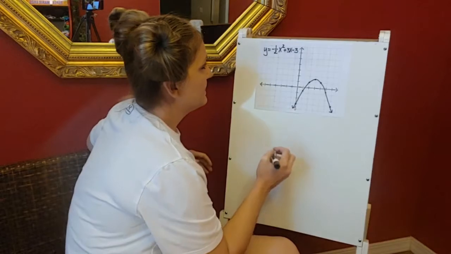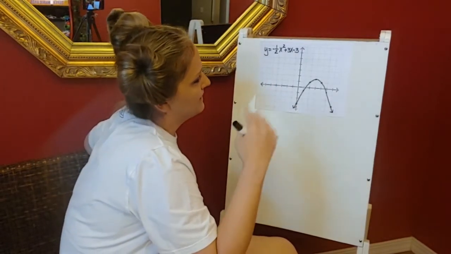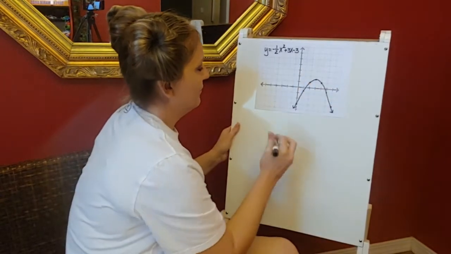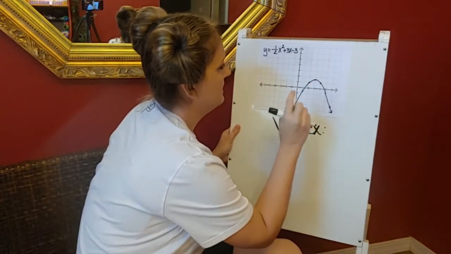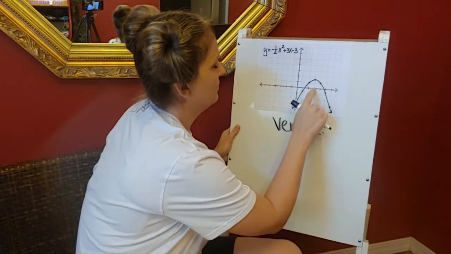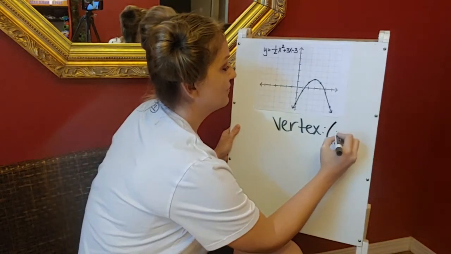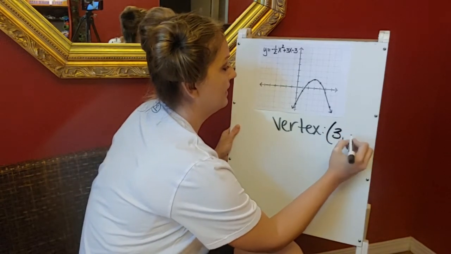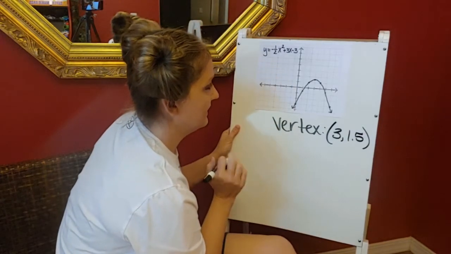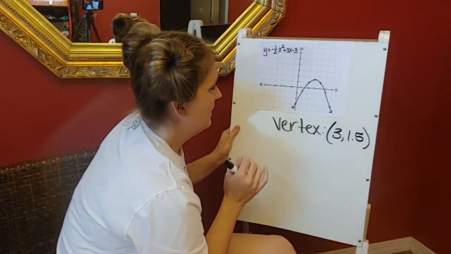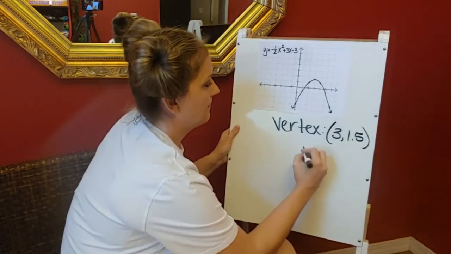All right, this one is y equals negative 1/2 x squared plus 3x minus 3. So this is the graph for that. My vertex is at 3, up 1.5. So my vertex for this one is at (3, 1.5). Again, that's an estimation. That is a maximum.